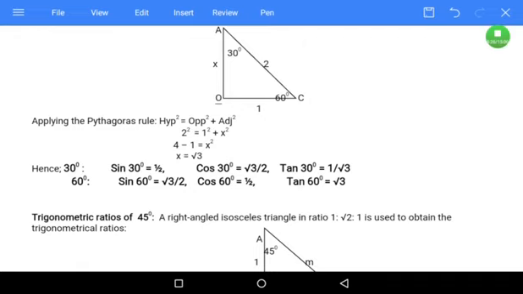Okay, let's move to angle 60 degrees. Considering triangle AOC, this same triangle. So we say sine 60. This is 60 here. Sine is opposite over hypotenuse. This side is opposite to this angle. So it's opposite root 3 over hypotenuse 2. Root 3 over 2. You can see it.